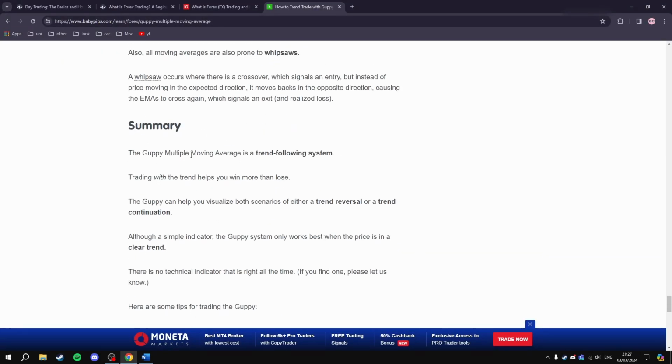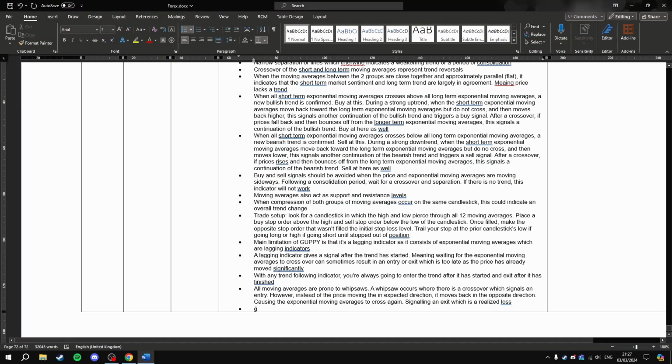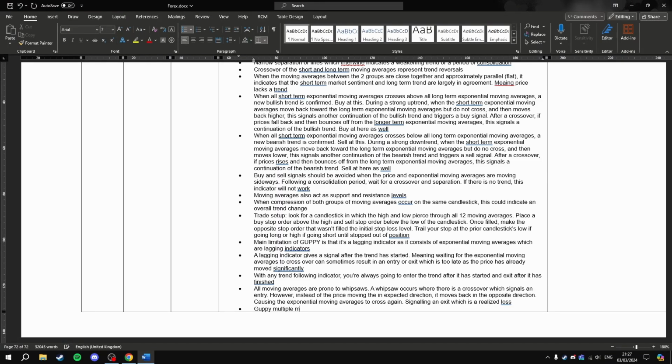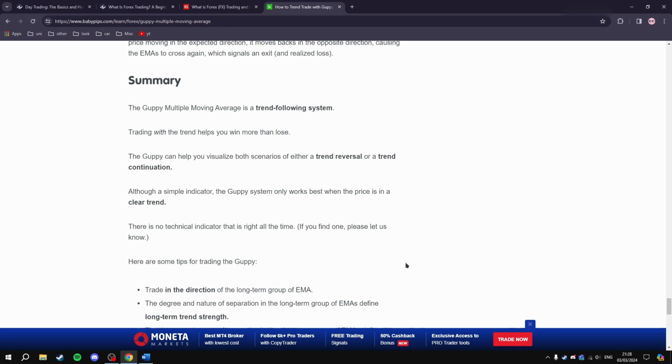Summary: the Guppy Multiple Moving Average is a trend following system. Trading with the trend helps you win more than lose. The Guppy can help you visualize both scenarios of either a trend reversal or a trend continuation.